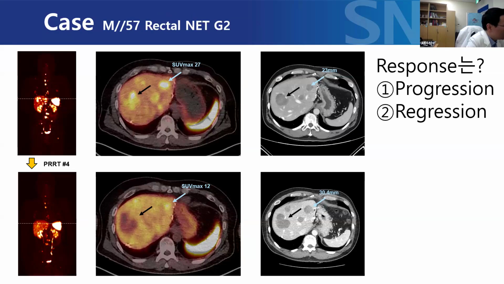And this case is a male patient with rectal neuroendocrine tumor grade 2. The patient had 4 cycles of PRRT, and as you can see here, lesion size changed from 23 millimeter to 30.4 millimeter, and SUV max in the DOTATOC image changed from 27 to 12. So how would you define the patient response in this case? So the size has been increased, however, the uptake has been decreased.